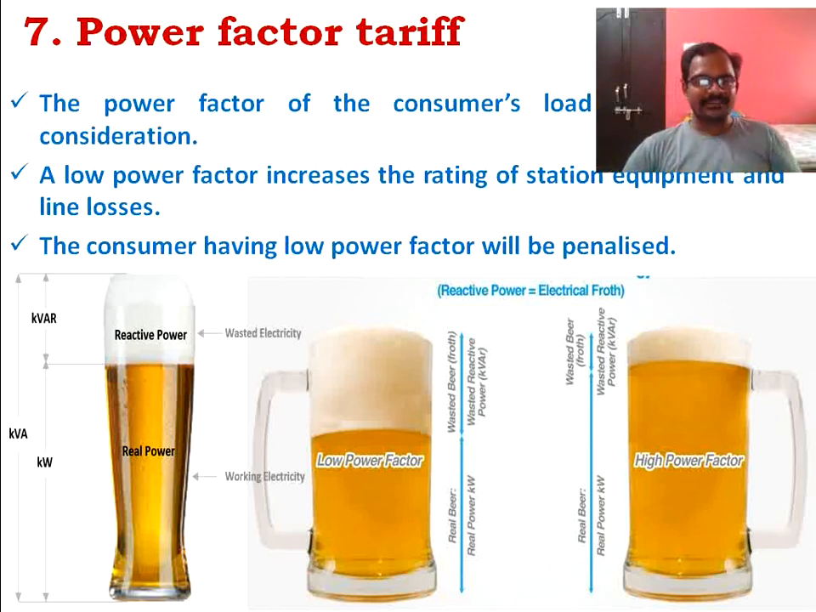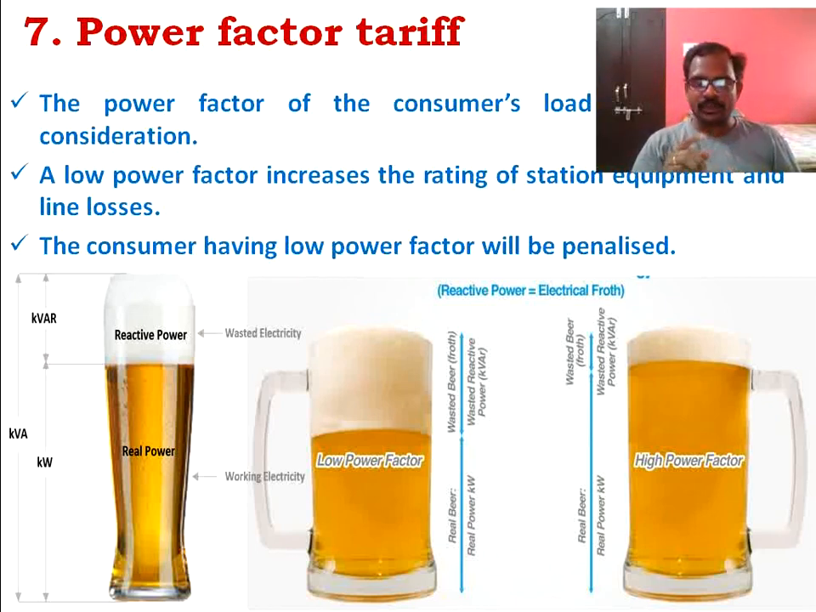As an example, you can see the leftmost diagram. In that, I have taken a glass and I have filled it with some cool drink. When I am filling the glass with a cool drink, I will get a froth at the beginning of the glass. That froth is nothing but a reactive power, and the actual cool drink is nothing but a real power. That cool drink or the real power is nothing but the working electricity, whereas that froth is nothing but the wasted electricity. In electrical terminology, the working electricity is called as kilowatt, active power P, whereas the wasted electricity is termed as Q, or reactive power kVAR.